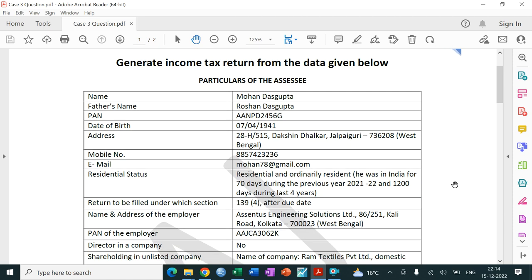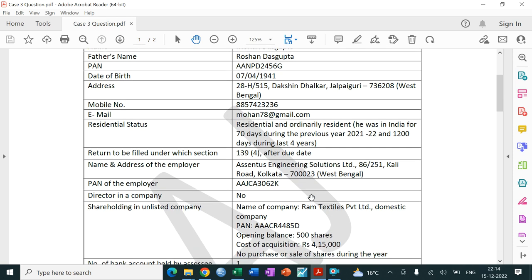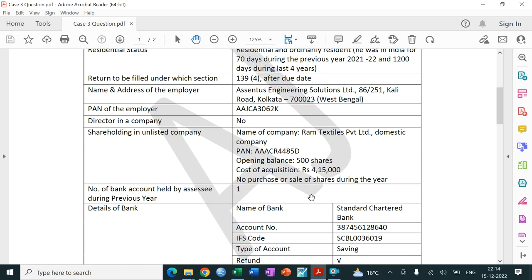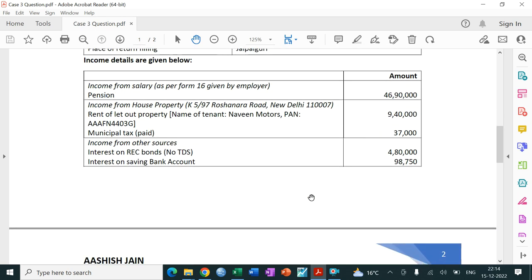Then residency status, that is ROR, and he was in India for 70 days during the relevant previous year, plus 1200 days during the last 4 years. Return to be filed, that is 139(4), after due date. Then basic information, all things are given to you. Now come to the financial aspect.